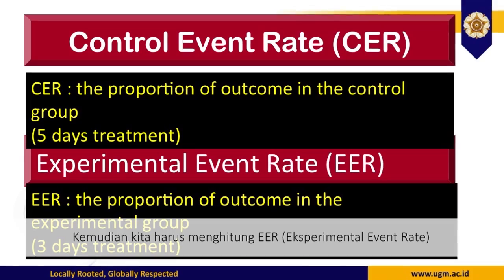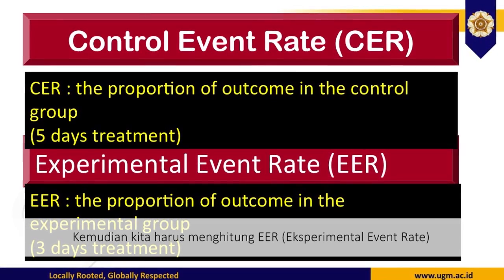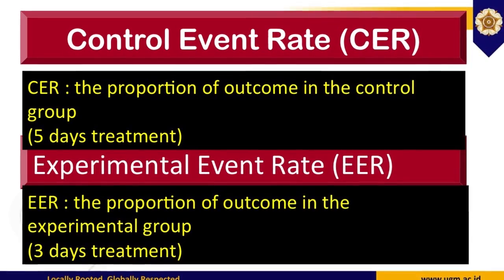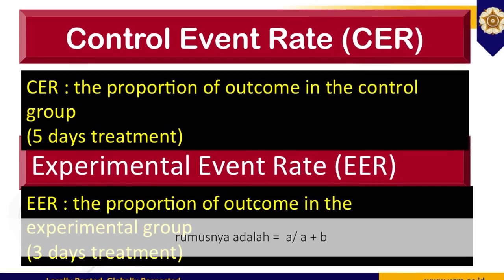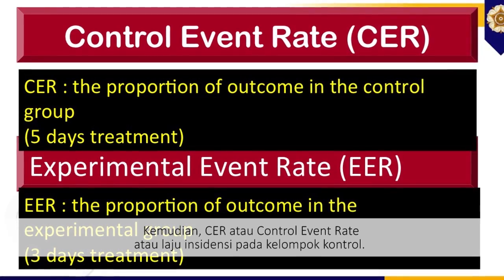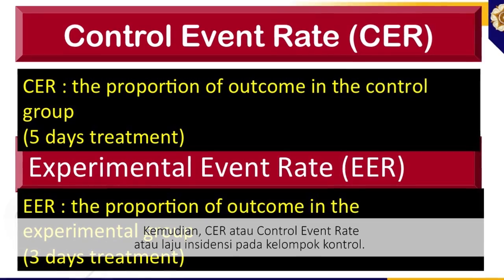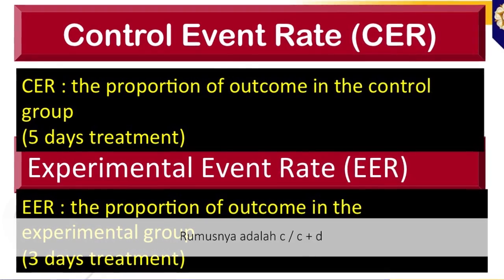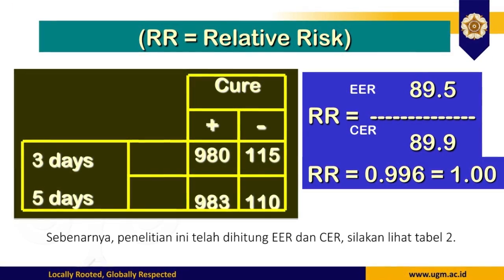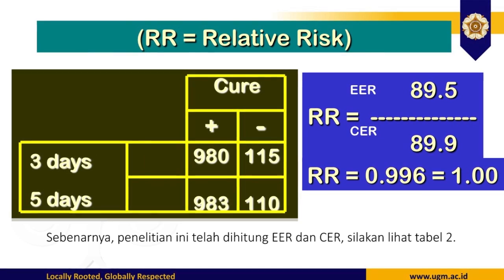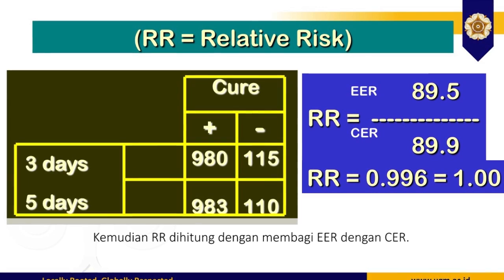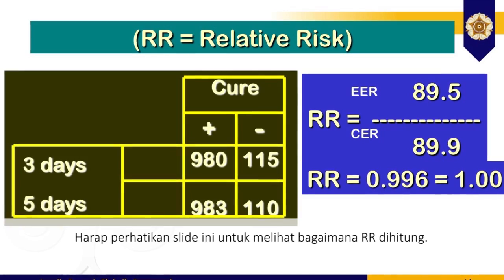Then, we have to calculate EER, or experimental event rate, or the incidence rate of the outcome in the treatment group. The formula is A divided by A plus B. Then, CER, or control event rate, or the incidence rate of the outcome in the control group. The formula is C divided by C plus D. Actually, this study has calculated EER and CER. Please see table 2. Then RR is calculated by dividing EER by CER. Please see this slide to know how RR was calculated.